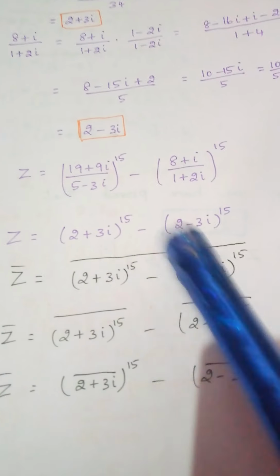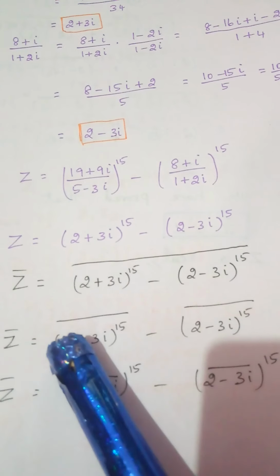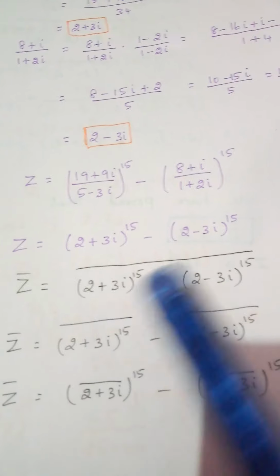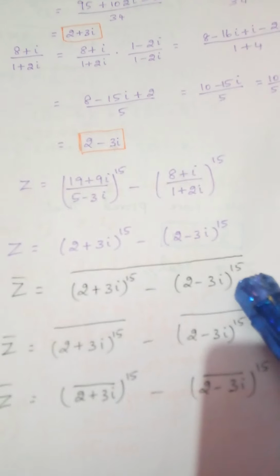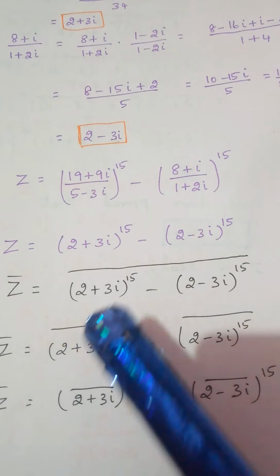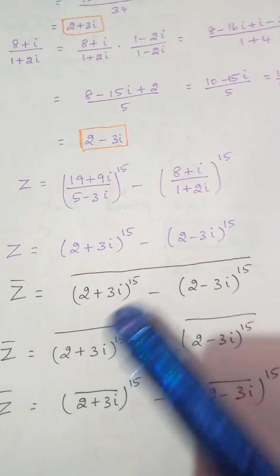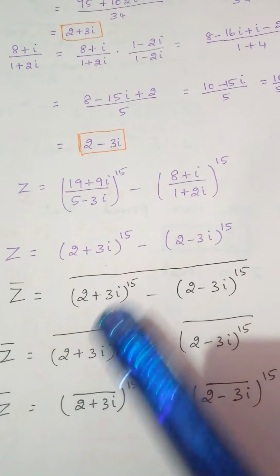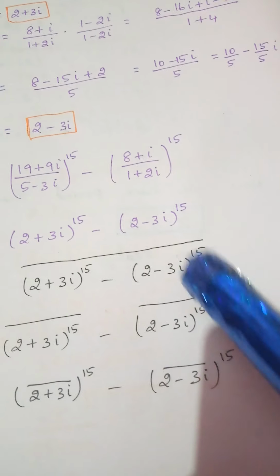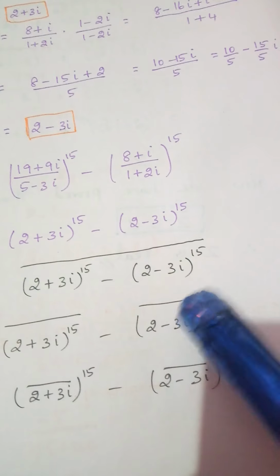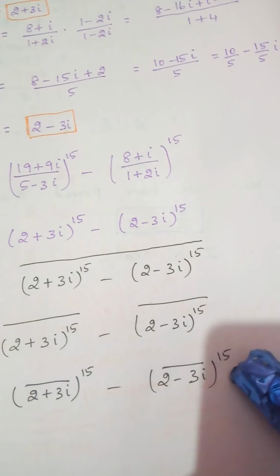The conjugate can be split. Split for conjugate comes to this, conjugate comes to this. We can split and write using the property. Again using the property, power and conjugate can be interchanged. Conjugate has come inside, power went outside. Minus, conjugate comes inside, power goes outside.